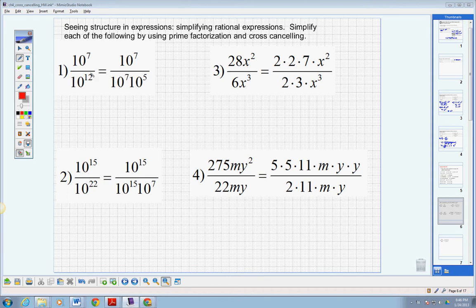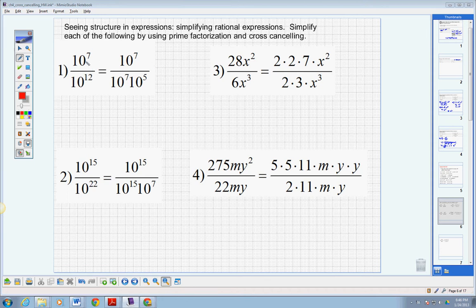What we're doing is, aside from seeing the structure in expressions, we're simplifying rational expressions if you want to be fancy about it. Okay, we're simplifying fractions. Just on a basic level, we're trying to make it look easier on the eyes.